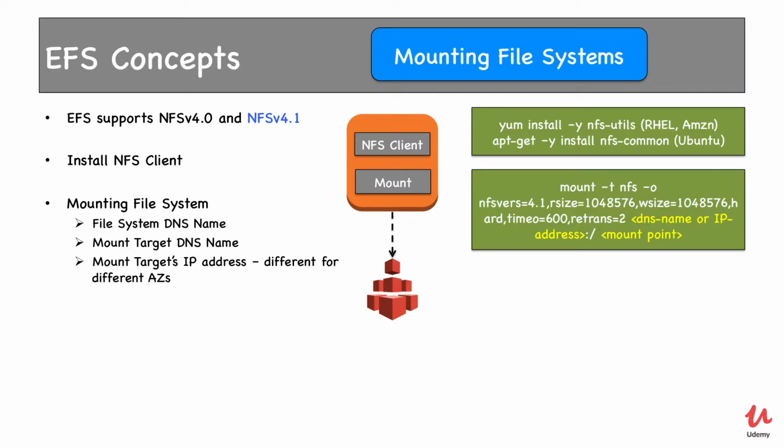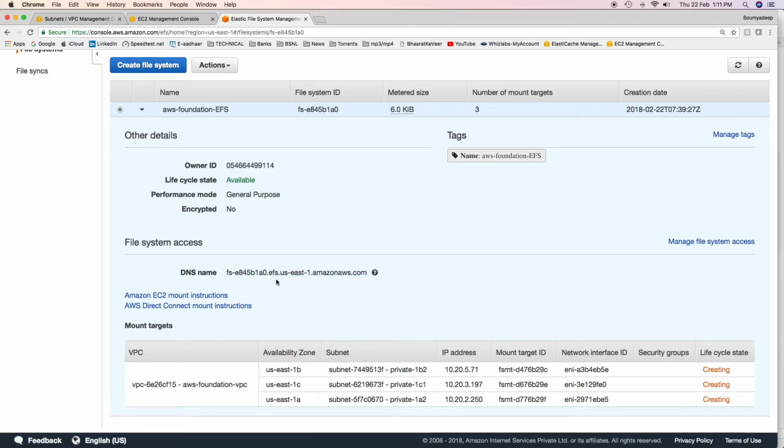In this slide, I told you how to mount your file system. You can use the file system DNS name or mount target DNS name or mount target's IP address. This DNS name is actually the file system DNS name. The mount targets are still getting created. These are the mount target IDs and these are the IP addresses of the mount targets.